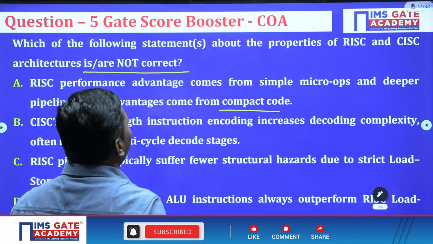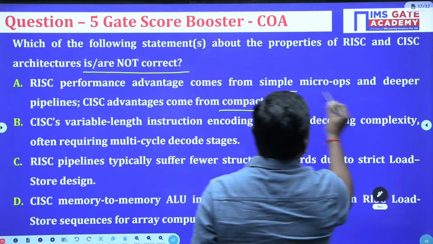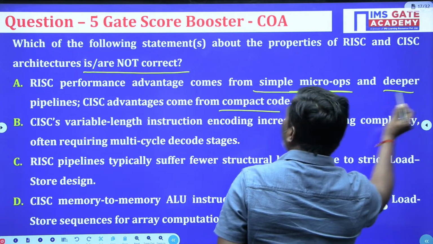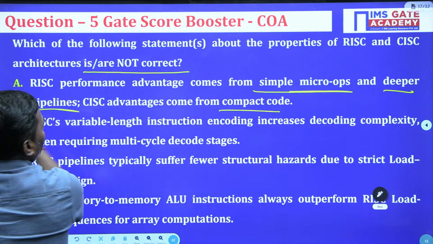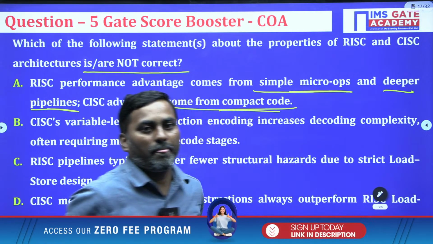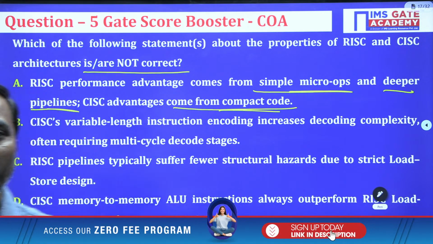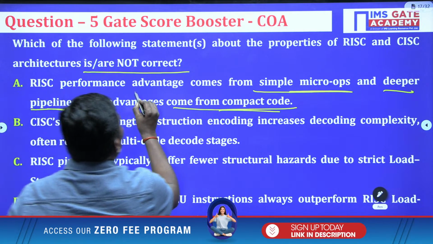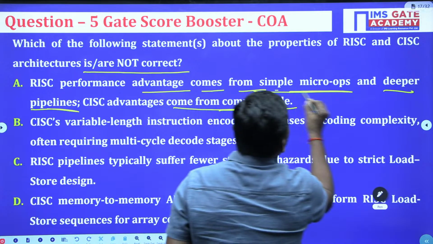RISC performance advantage comes from simple micro operations and deeper pipeline. CISC advantage comes from compact code. The statement is true. So now you understand, RISC performance advantage comes from simple micro operations.